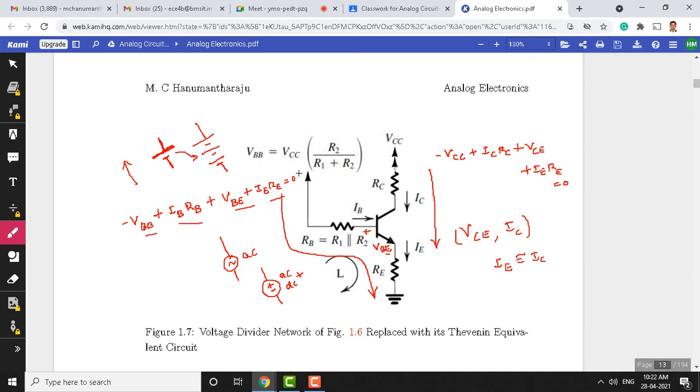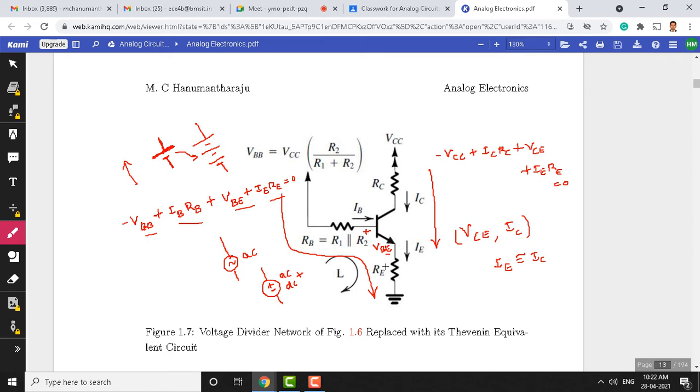There are two voltage sources, one is VBB and the other one is VBE, as you can see in this equation here, and there are two resistors, one is RB, which is in turn R1 parallel with R2, and the other one is RE, the emitter resistor. So the drop across these two resistors must be considered so that KVL is appropriately applied here. So IB times RB is the voltage drop across this RB, and IE times RE is the voltage drop across this.